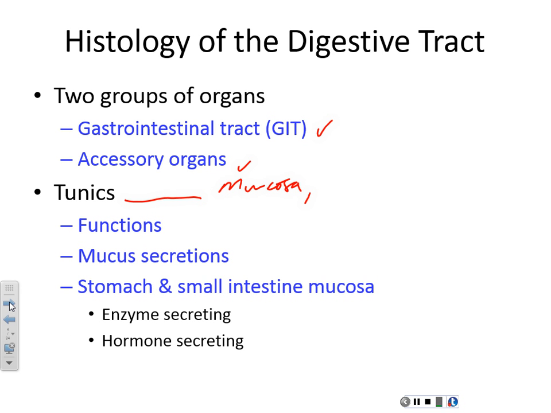Mucosa, you know, that it's lined with epithelial cells. Some of them are goblet cells that produce mucus. Some of them are glands that produce hormones and stuff like that. Okay, and the submucosa, that's where you have the nerves, the plexuses that control the enteric nervous system.